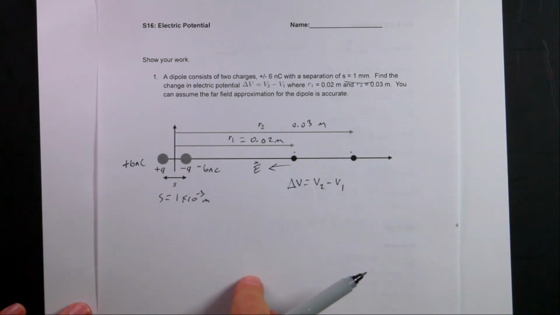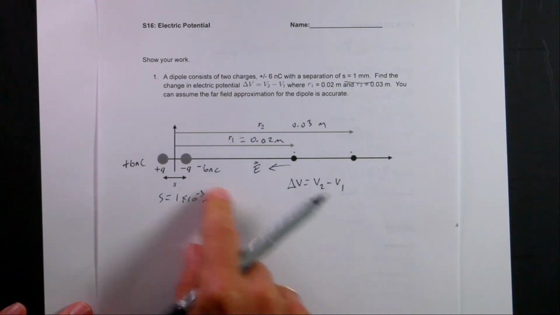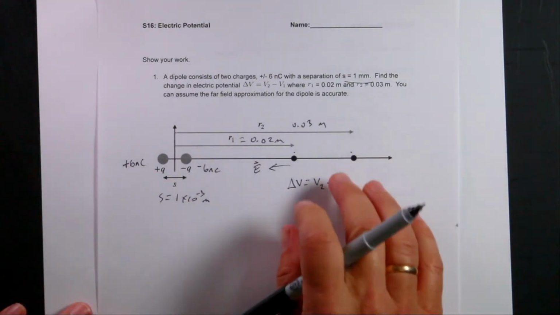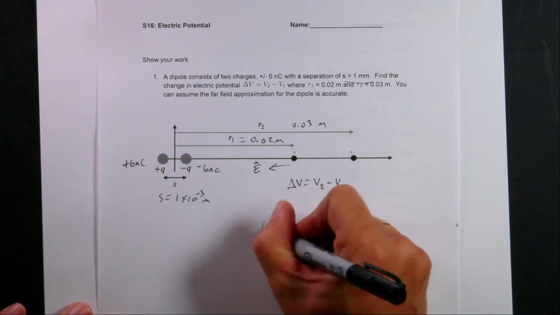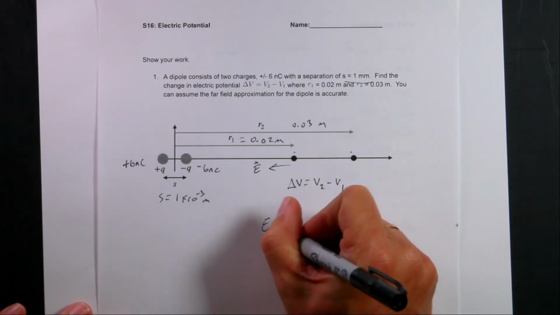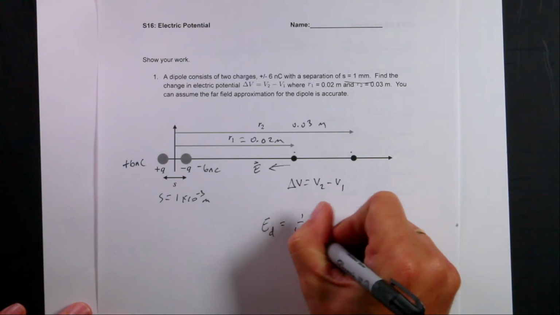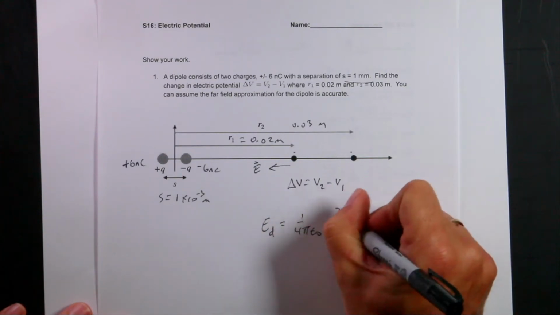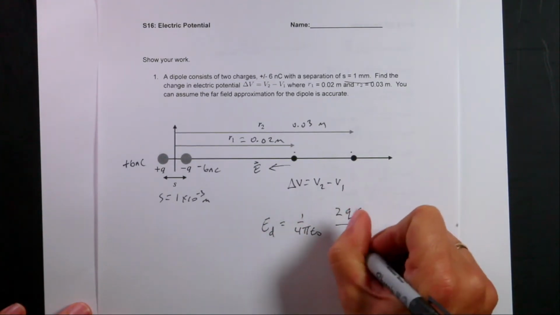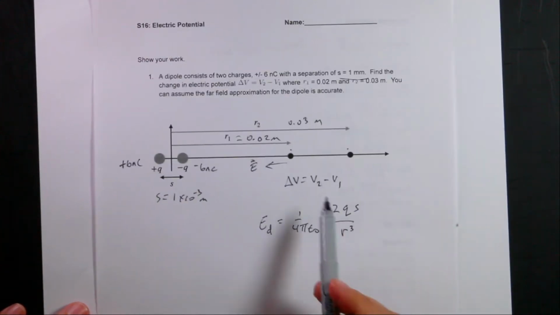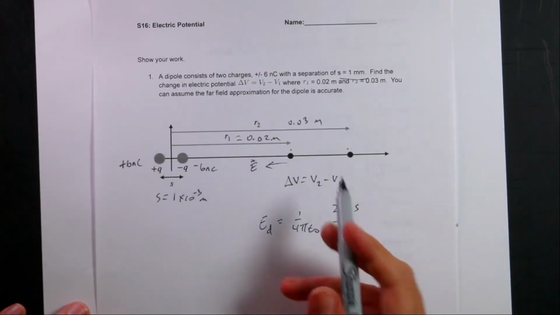We can actually calculate the expression for the magnitude of the electric field due to a dipole, especially in the far field approximation where it's far away. Along the axis, I can say the magnitude of the dipole field, E_D, is 1 over 4 pi epsilon naught times 2qs over r cubed. But the direction we have to find out by looking at it.